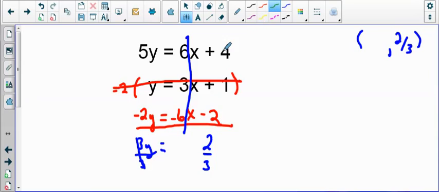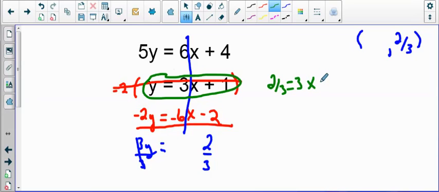But I'm going to go ahead and plug it into this one right here. So where I see a y, I'm going to put 2/3. So y, 2/3, it's right here, is equal to 3x plus 1. Now I need to solve for x. So I'm going to have 2/3 minus 1, which is 3/3. So 2/3 minus 3/3 is negative 1/3, is equal to 3x.